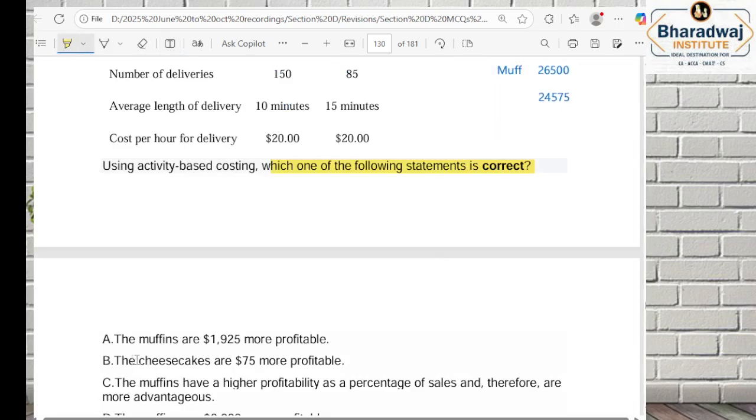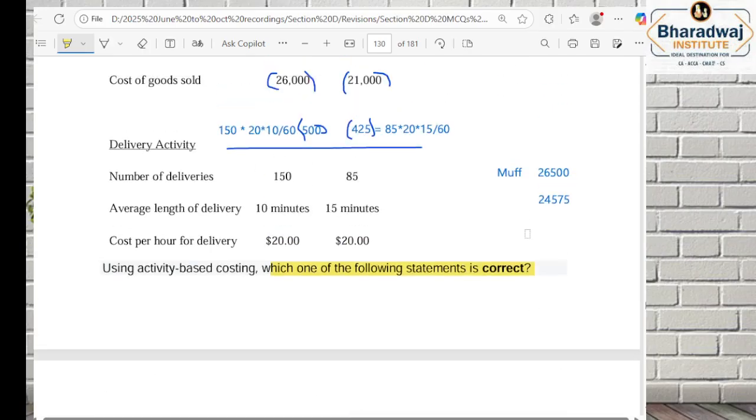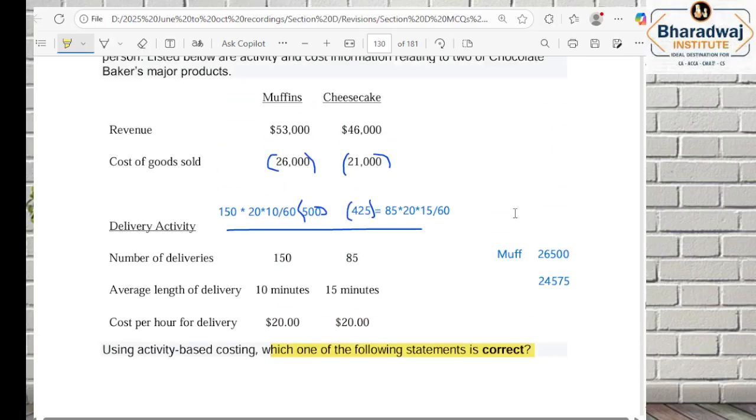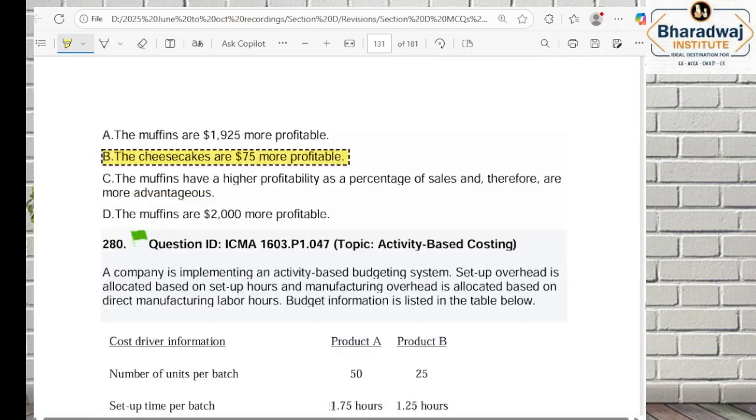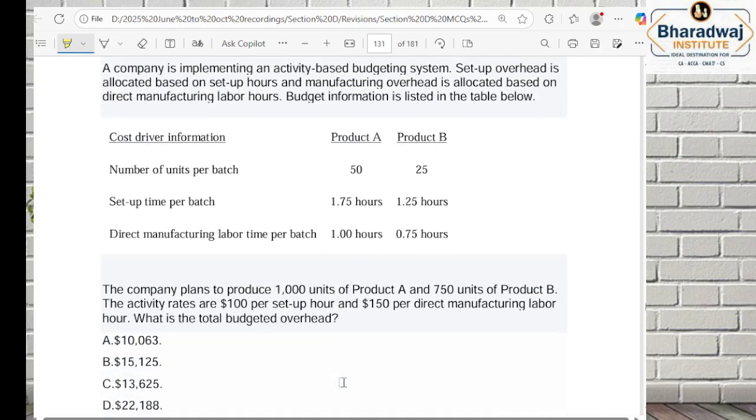Cheesecakes are 75 more profitable. It's a simple question, not a big deal. Try this question. You try it on your own. What is the question? They ask you what is the total budgeted overheads.